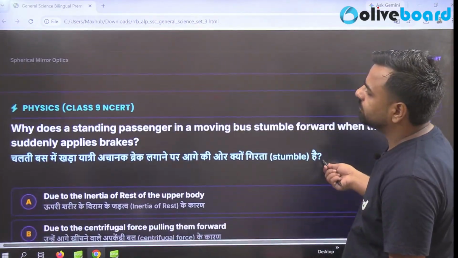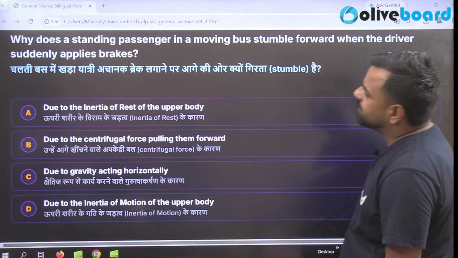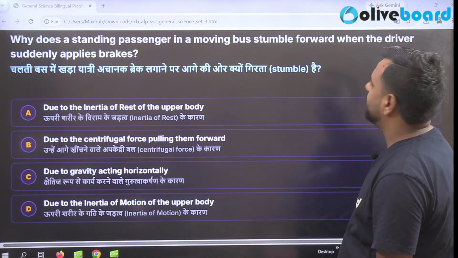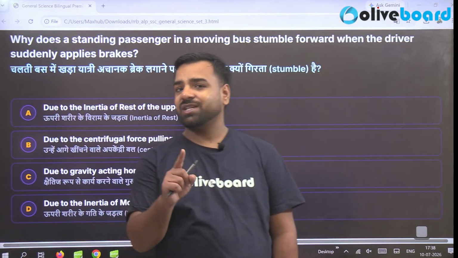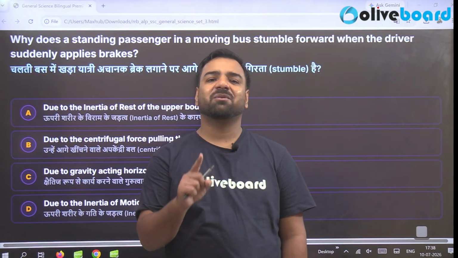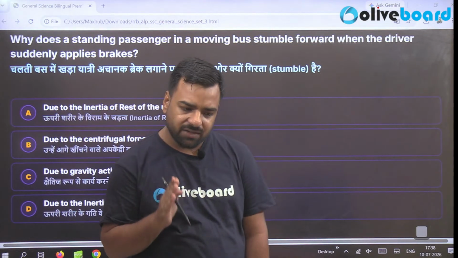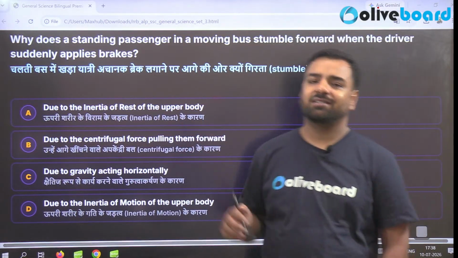Next, it's again from the physics. Why does a standing passenger in a moving bus stumble forward when the driver suddenly applies brake? So this was the first question yesterday, and we have discussed the law of inertia in yesterday's class. Remember what it was? We can link it with Newton's first law as well, but obviously Galileo Galilei gave it first, that is the law of inertia.